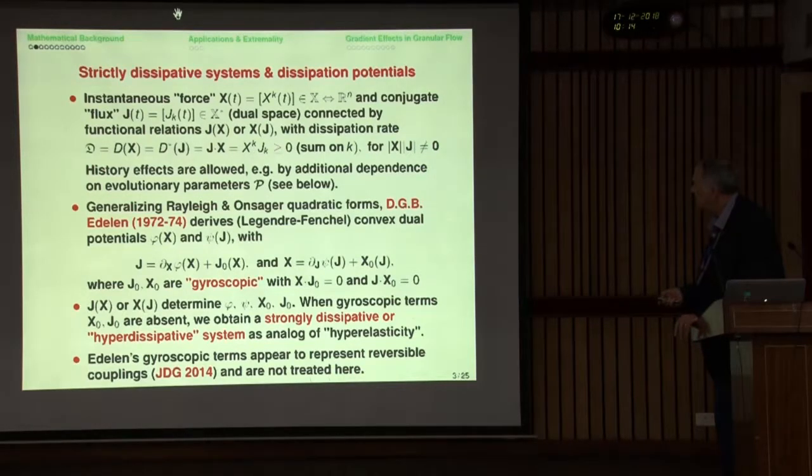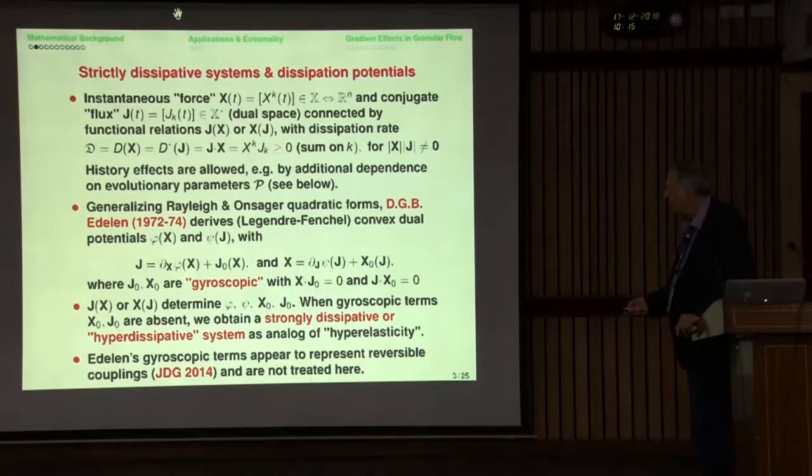So Edelen's contribution here was to generalize Onsager and Rayleigh's quadratic forms and show rigorously that for this kind of system, the fluxes are always given by the gradient of a force potential plus an additional term, and vice versa. These additional terms are powerless, as Edelen calls them, or gyroscopic. They exert no work. And that's one of his contributions, to show that such things can exist.